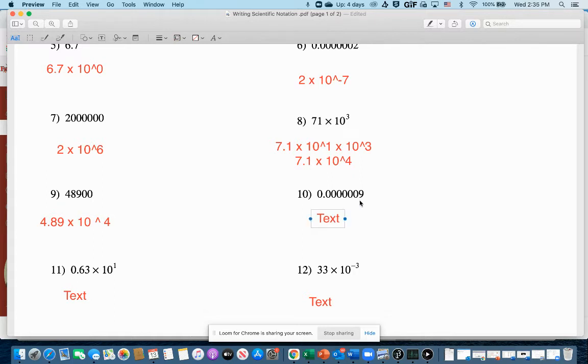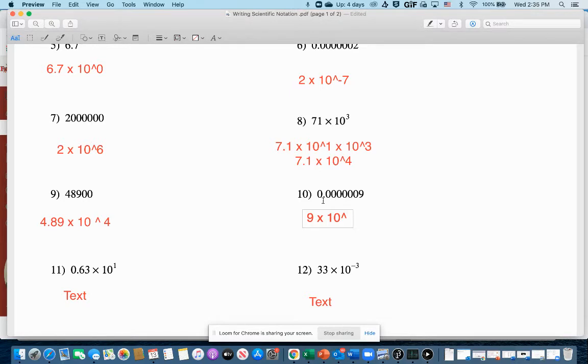Okay, this one, my first number is 9 here. So again, we write 10 to the power of, and I see how many times I move it over. 1, 2, 3, 4, 5, 6. I have to go on the other side of 9, right? Because I want the decimal after it, so it's in the 1 spot.